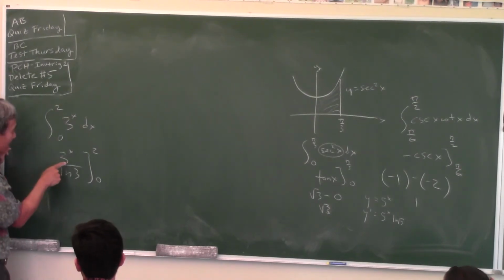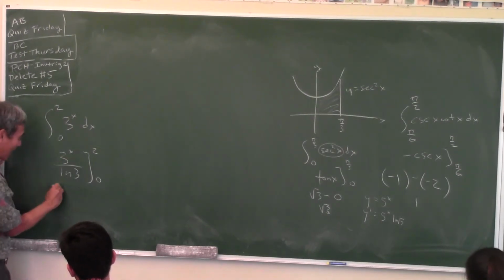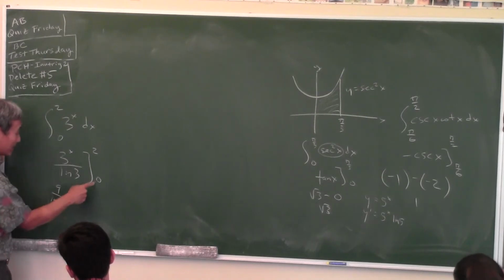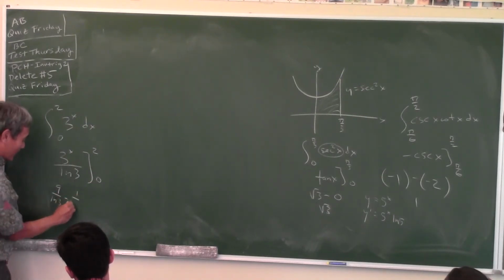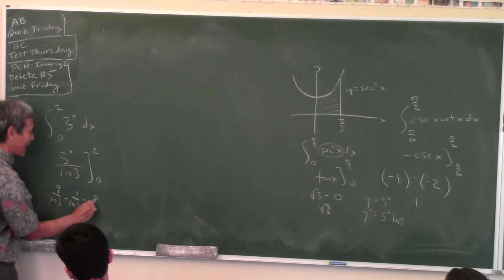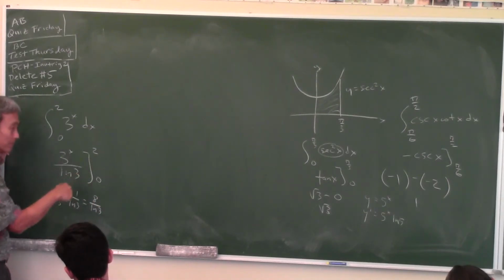Okay, plug in the top number. 9 over natural log 3. Plug in the bottom number. 1 over natural log 3. So the final answer is 8 over natural log 3. Boom.